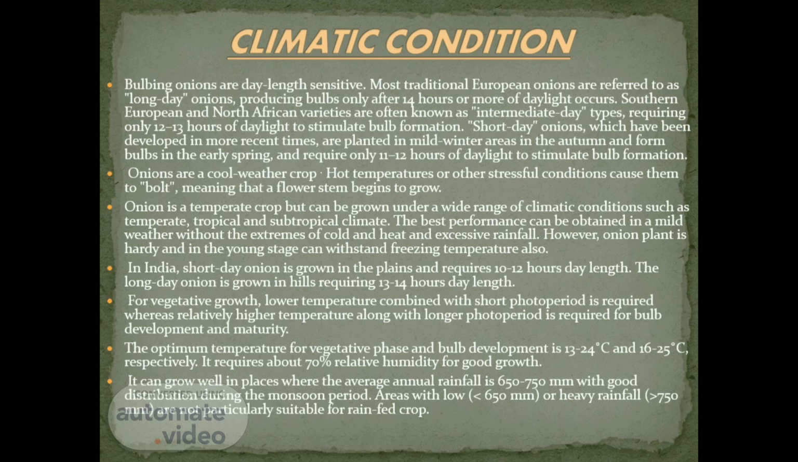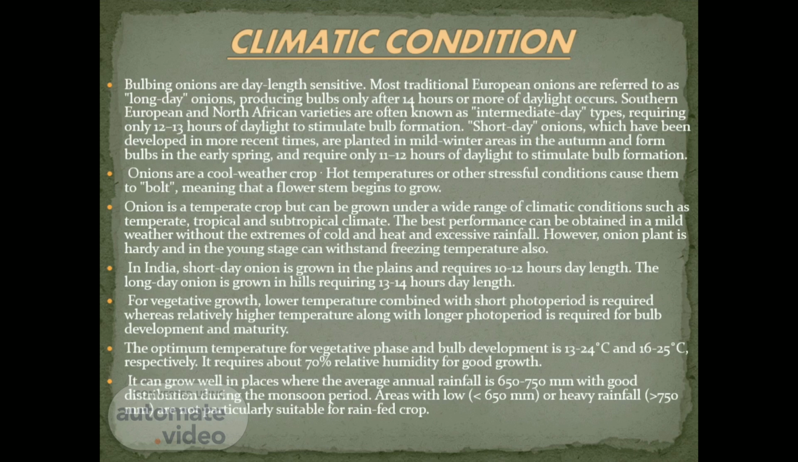Short day onions, which have been developed in more recent times, are planted in mild winter areas in the autumn and form bulbs in the early spring, and require only 11 to 12 hours of daylight to stimulate bulb formation. Onions are a cool weather crop. Hot temperatures or other stressful conditions cause them to bolt, meaning that a flower stem begins to grow.